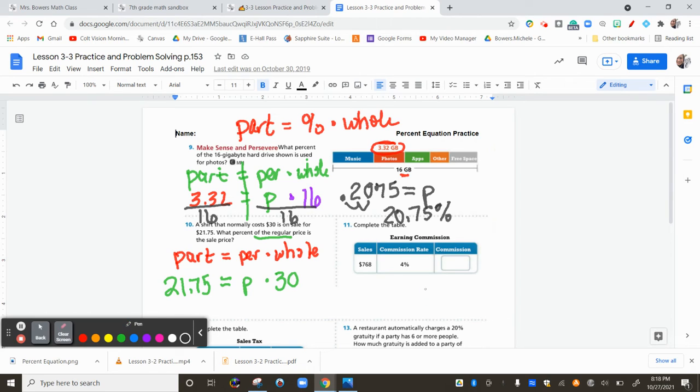So to solve this equation, I do the opposite of multiply again, and I'm going to divide. So when I divide both sides by 30, I get 0.725. So again, that's my percent as a decimal. To make it into a percent, I need to move the decimal 2 places to the right. 1, 2. So the answer is 72.5%.